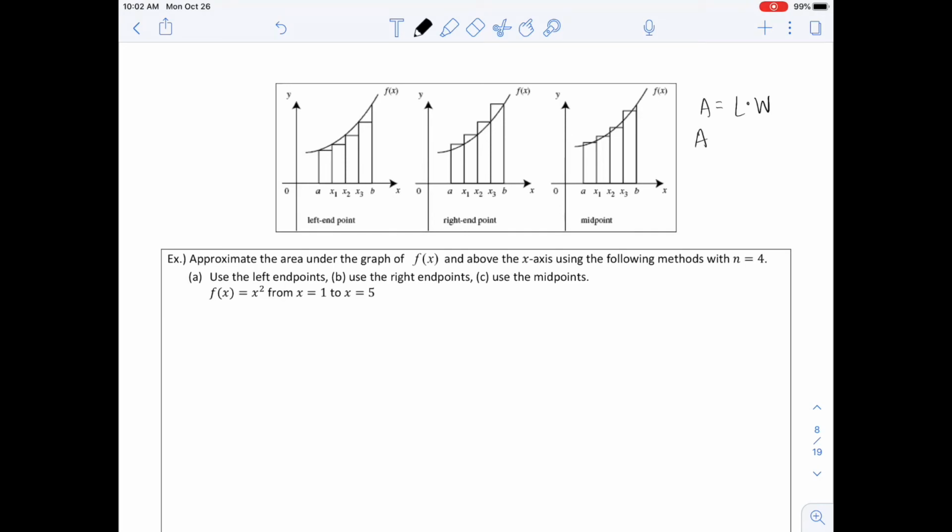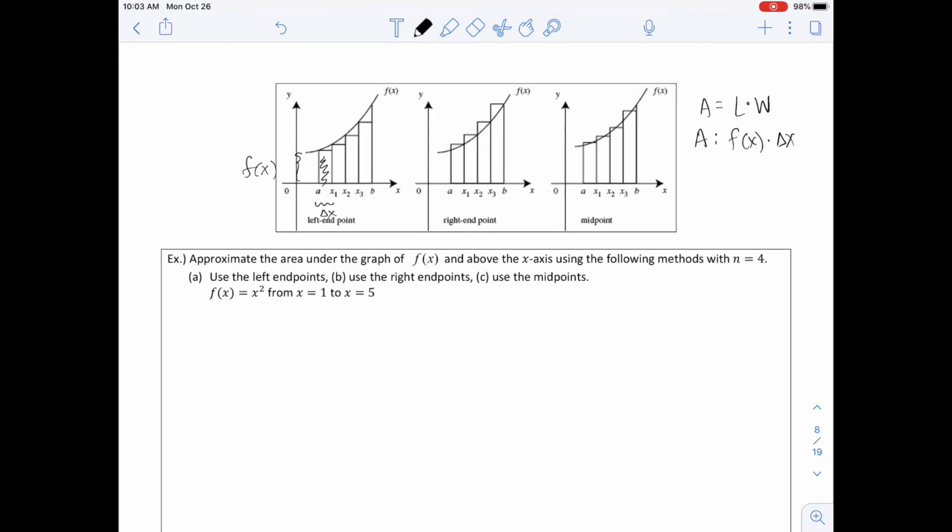And our length is going to be our f of x, and our width is going to be our delta x. And so we're just going to multiply those, the height and the width, and that would give us one of these rectangles here. And so again, this would be our width down here, is delta x, and the height of this is going to be our f of x. And again, it depends on the ith. We're going to do that each time, so the ith interval.